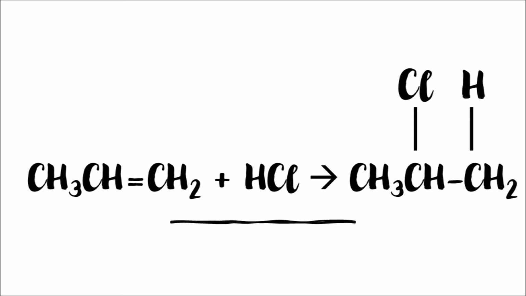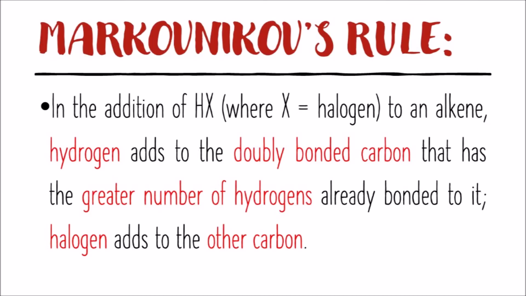Addition of hydrogen chloride to propene gives 2-chloropropane. Hydrogen adds to carbon 1 of propene and chlorine adds to carbon 2. Why not the other way around? Well, according to Markovnikov's rule, in the addition of HX, where X is a halogen to an alkene, hydrogen adds to the double bonded carbon that has the greater number of hydrogens already bonded to it. Halogen adds to the other carbon.